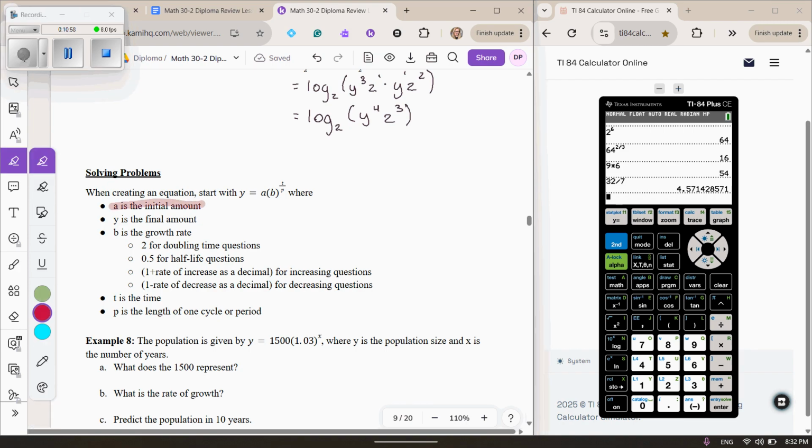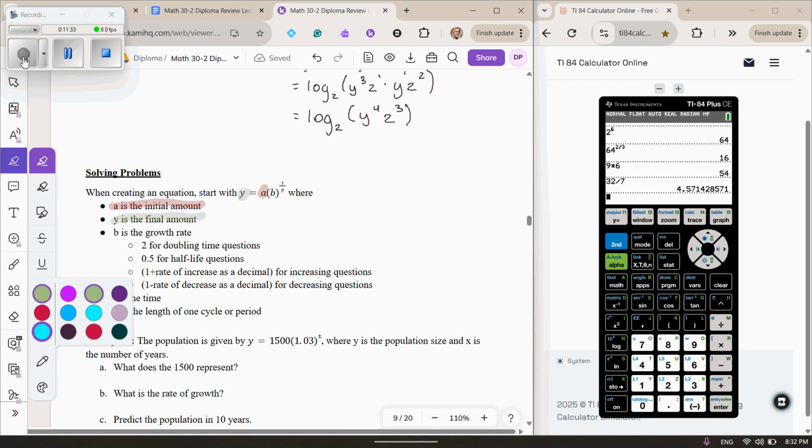A is the initial amount. So say you're starting with 100 grams of gold, or say you're starting with $3,000, whatever your starting amount is. And just a reminder, that is also going to be your y-intercept. Okay, next we have y. Y is the final amount. So say your gold decreased to 50 grams. That's going to go in for y. Say your money increased to $5,000. That will be your final amount.